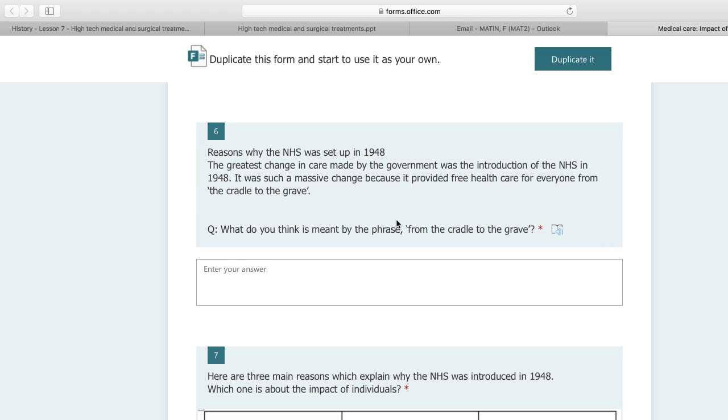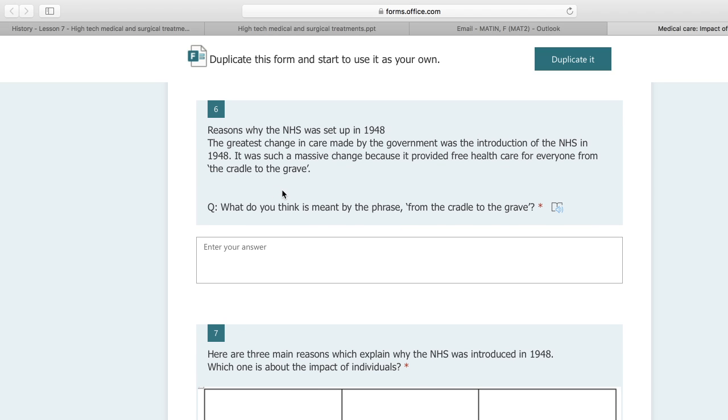We then are going to be looking at the NHS. So this question here, question 6, asks you, what does this quote mean? And this is a kind of phrase that is used when you think about the NHS, especially when it was first created. And the quote itself is from the cradle to the grave. Now, the NHS was introduced to take care of people from the cradle to the grave.